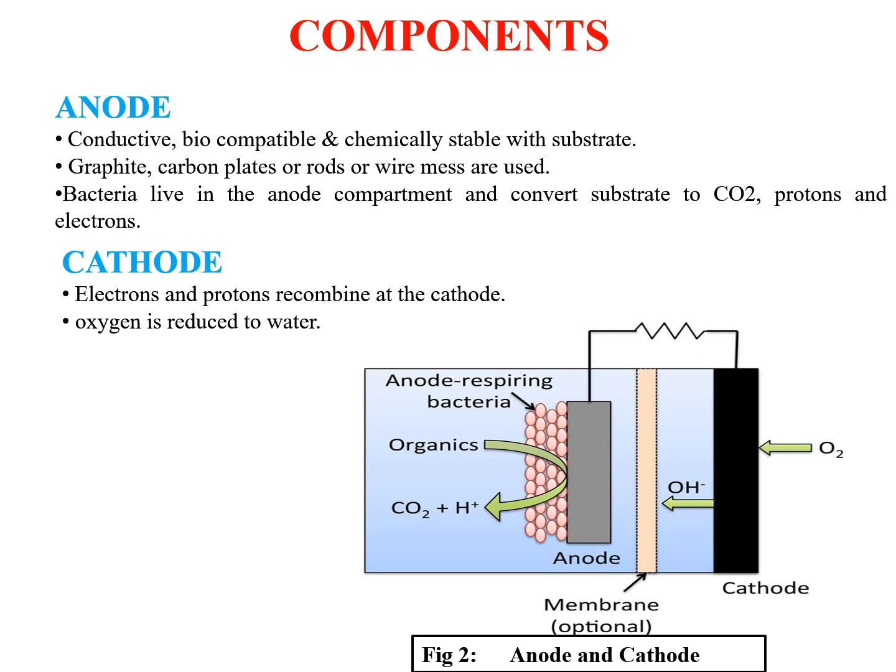The second one is cathode. Electrons and protons recombine at the cathode. Oxygen is reduced to water in the cathodic chamber. The cathode can be made up of graphite and can be in the form of plates or rods.